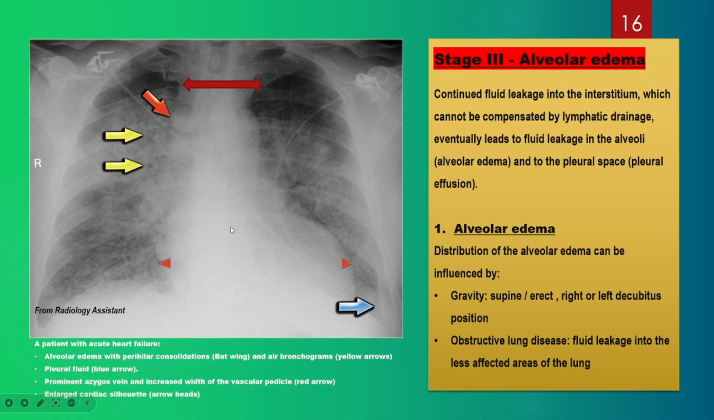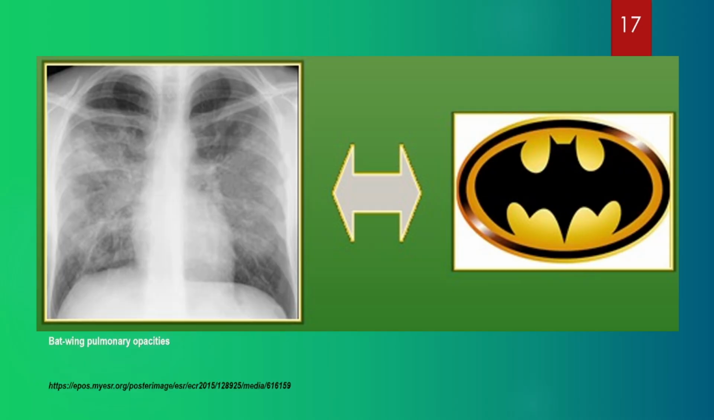In this chest X-ray, we can see perihilar opacifications with air bronchograms and the pleural effusion. Apart from that, the cardiomegaly, increased width of the vascular pedicle and dilated azygous vein also can be seen. The classic bat wing opacifications, perihilar consolidations mimicking bat wings.